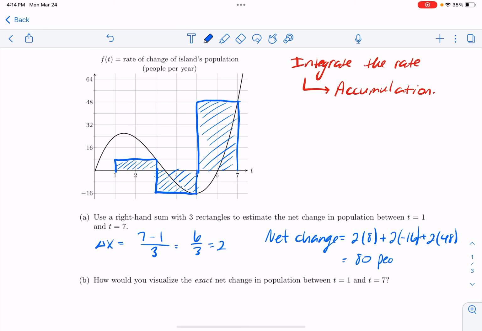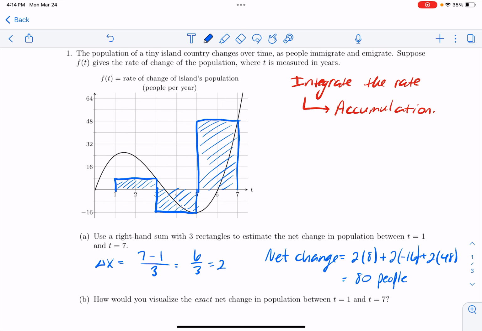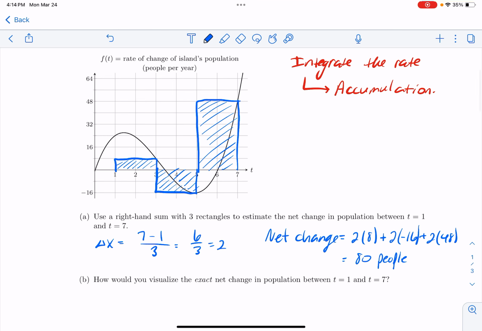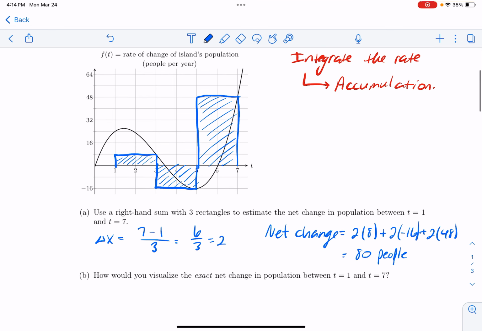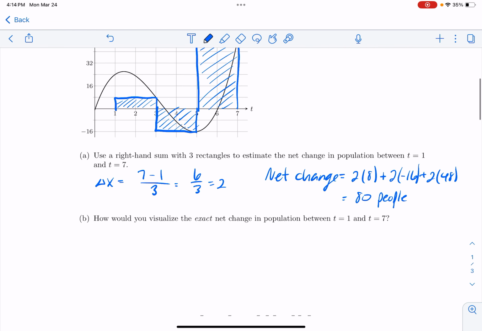So in this tiny island nation, from time t equals 1 to t equals 7, we're saying that the net change, they added 80 people. If that was negative, that would mean that that's how many people left. So between years 1 and 7, the population increased by 80 people. That's what that means. It says, how would you visualize the exact net change in population?